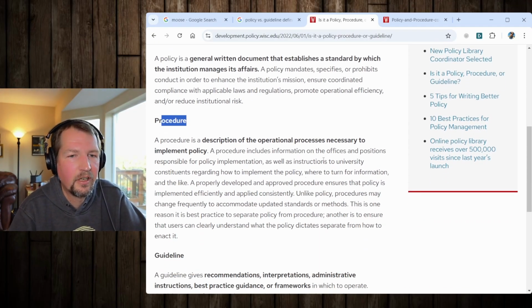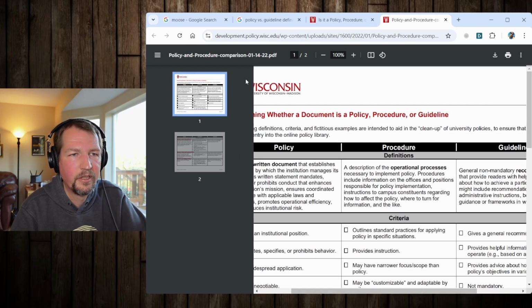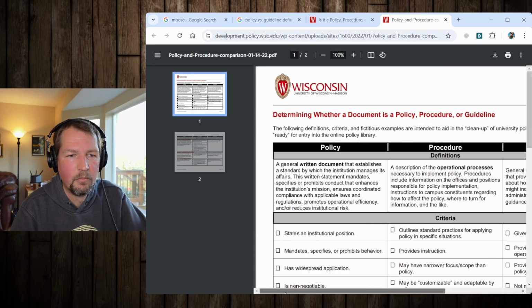Okay, so let's look at the examples that they have really quickly here. Now, can I make this? Oh boy, can I get rid of this thing? I don't know how to get rid of this thing, guys. We're just going to muddle through here.